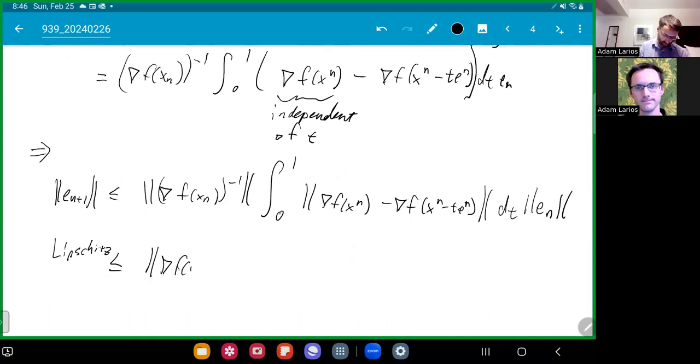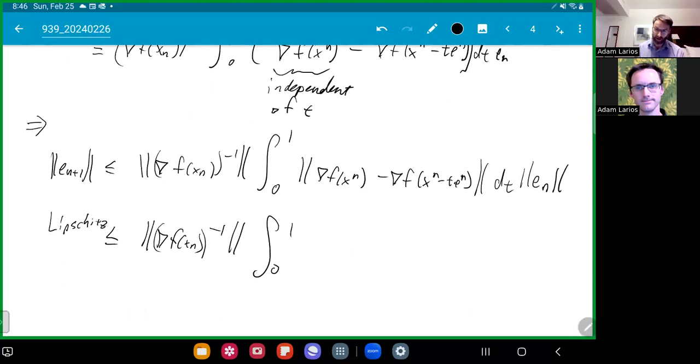So here we have the norm of gradient f(xn) inverse. And then the Lipschitz property says that this is just bounded above by, well, we can leave the integral here for a minute, but we'll see we don't need it, times gamma times the difference between these two points. But the difference between these two points is just t. So it's a negative t if you like, but it doesn't matter because we're in a norm.